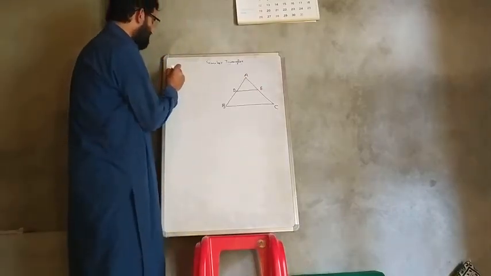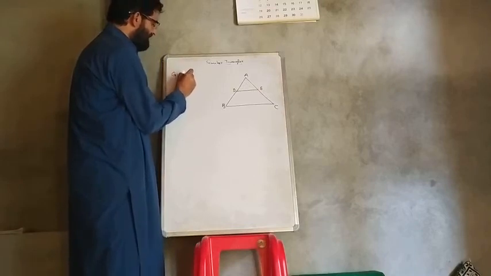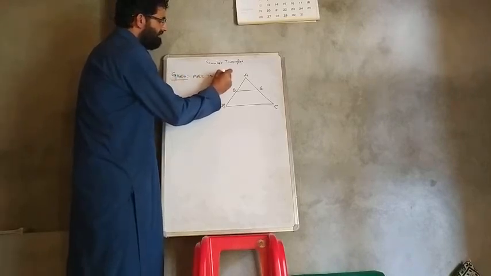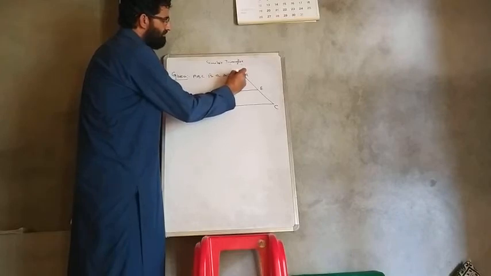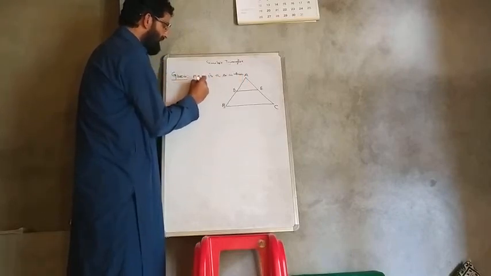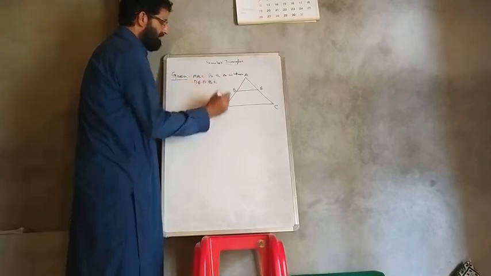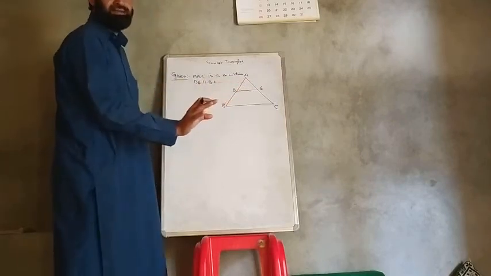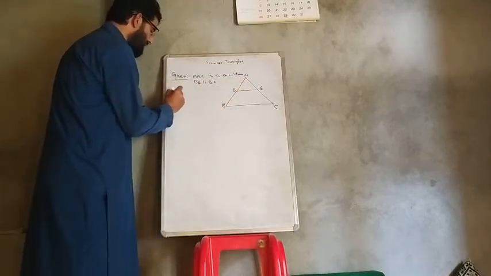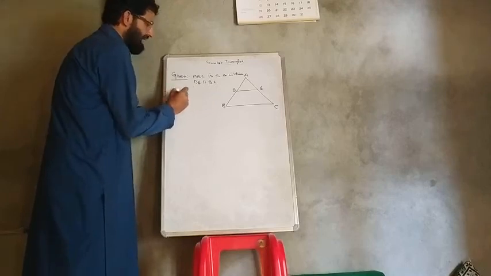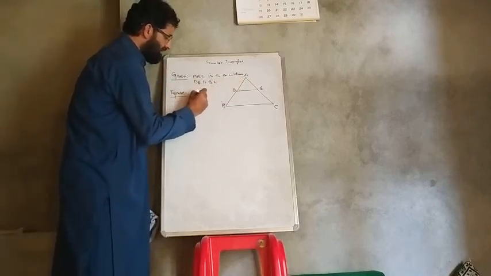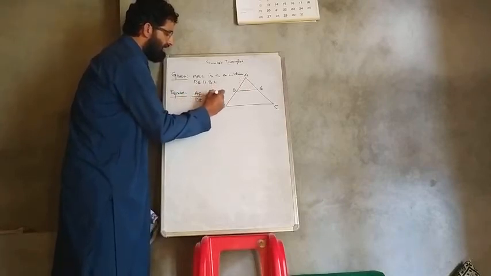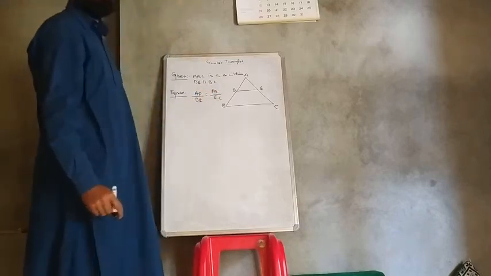So given is, it's a very important theorem, ABC is a triangle in which DE is parallel to BC. So ABC is a triangle and DE is parallel to BC, this is given. Now what we have to prove is that the other two sides are divided in the same ratio. This ratio, AD divided by DB is equal to AE divided by EC. This is to be proved.